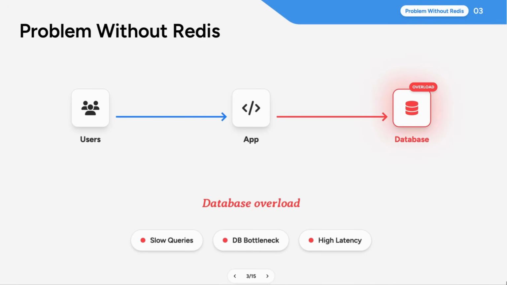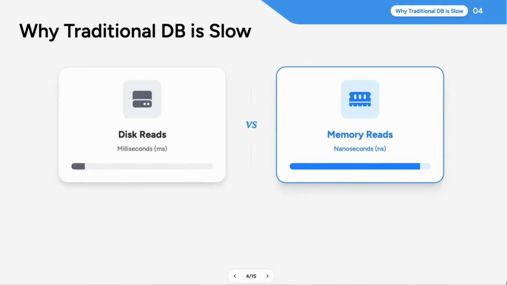So what happens in this case? The database gets overloaded. Why? Because the database is repeatedly solving the same problem. Many users asking for iPhone product details. Okay, and that product doesn't change every second, but still the database gets hit every time. So this creates slow response, high DB load, and expensive scaling. So this is where Redis enters the picture.